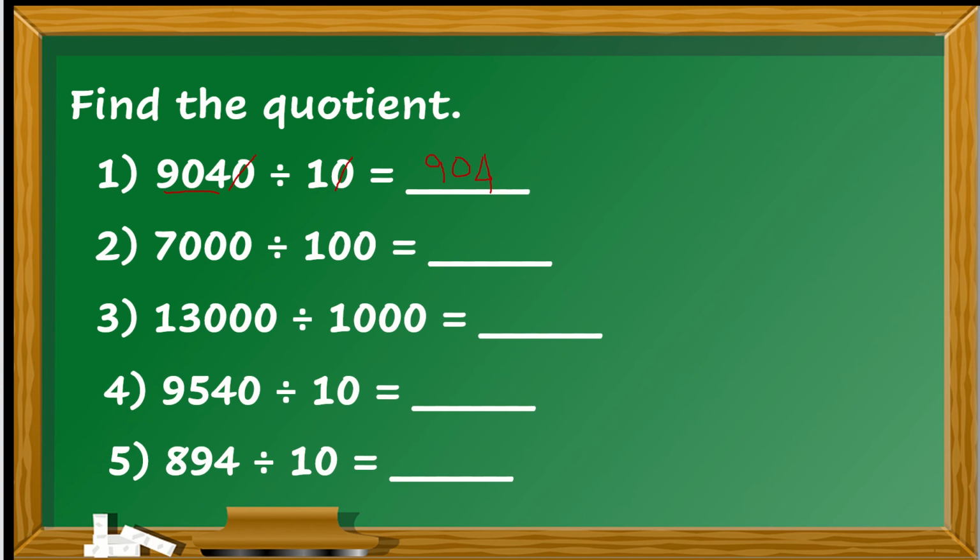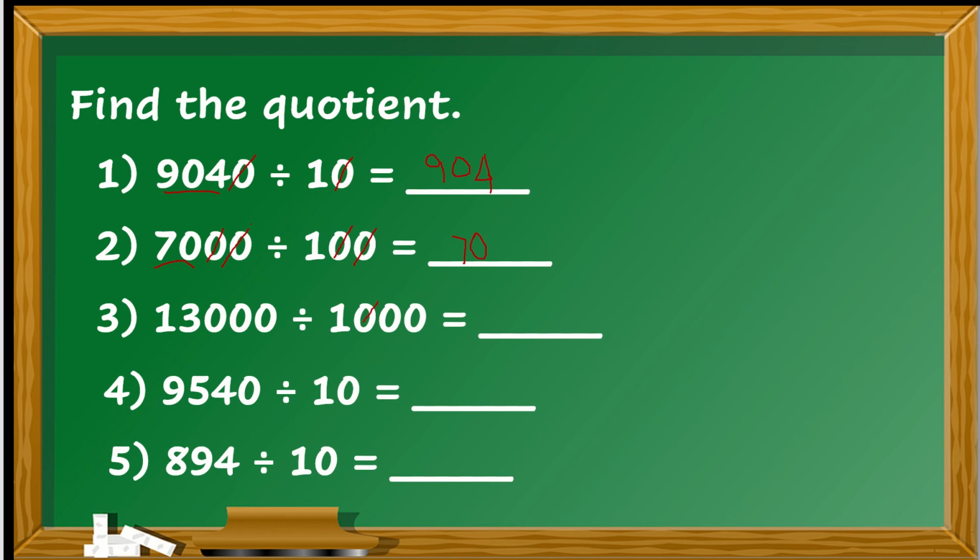Dito sa number 2, dalawang 0 meron ng 100. So, cancel dalawang zeros. Dito din, dalawang zeros. So, ano na lang yung remaining is 70. 70 divided by 1 is 70. Okay. Correct ka po. Okay, let us go to number 3.